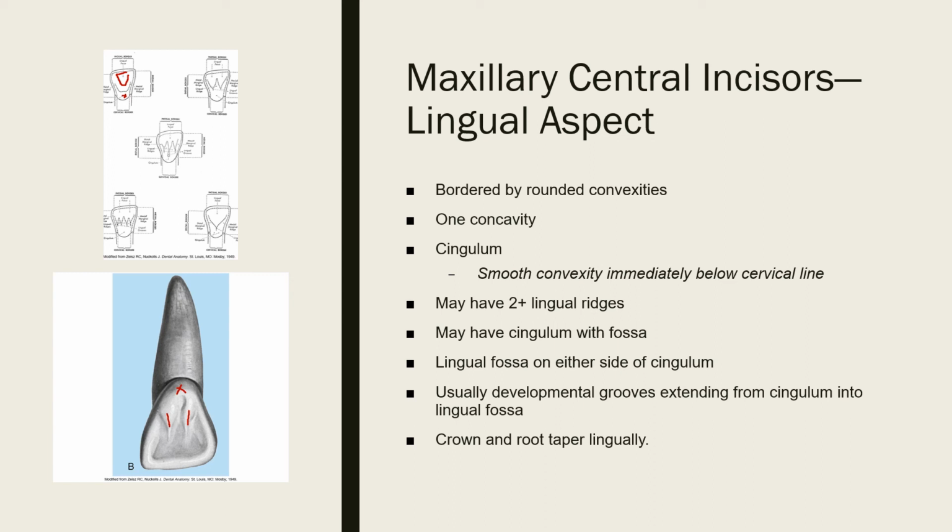Let's see here. A lingual fossa on either side of the cingulum, usually developmental grooves extending from the cingulum to the lingual fossa, and then the crown and root taper lingually. All right, so it's not sitting straight up in the jaw, it's tapered. Everything is kind of tapered to the lingual.